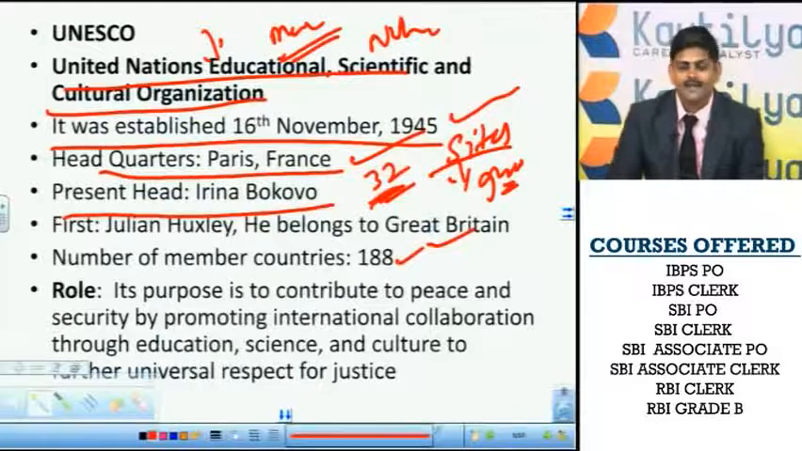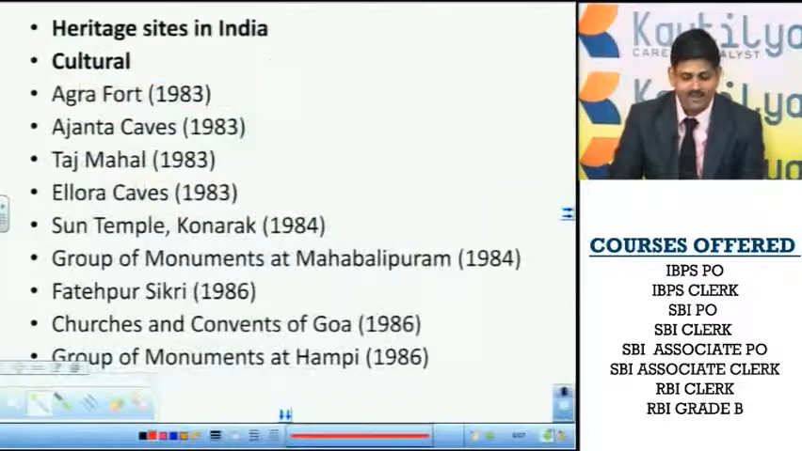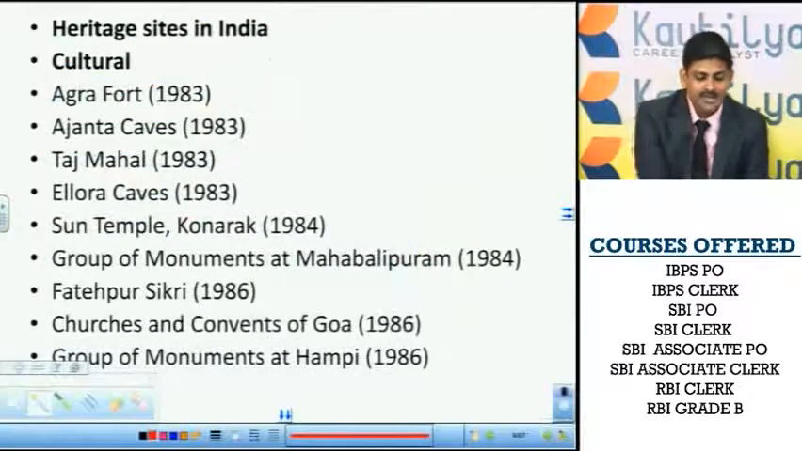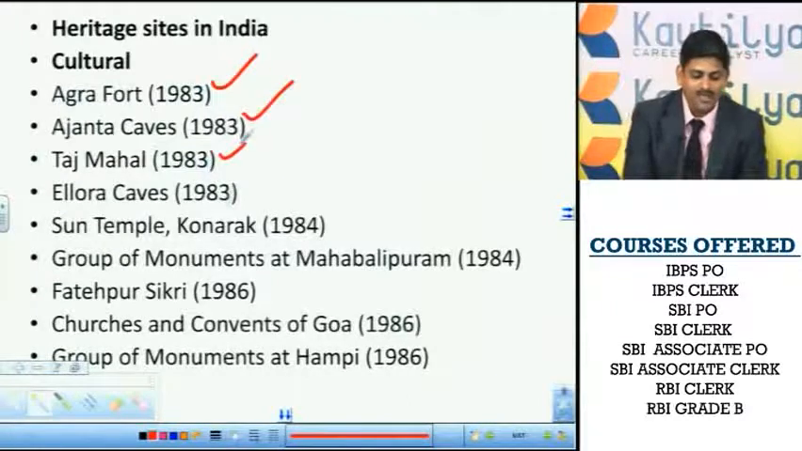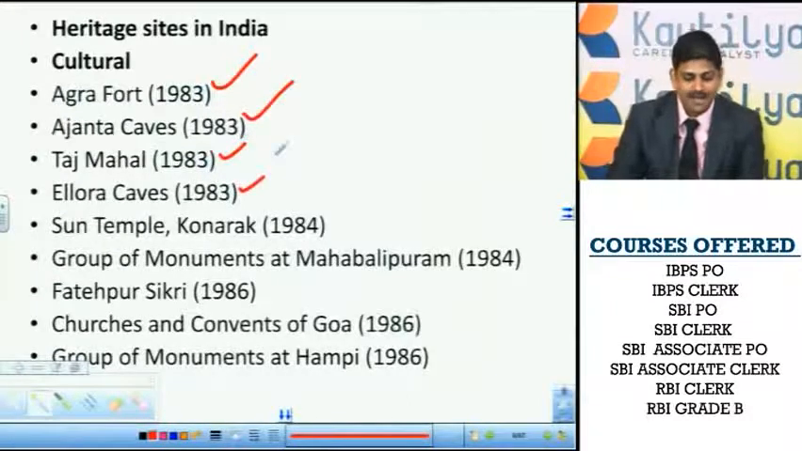Now let us see the Indian sites. These are all of cultural importance. Agra Fort is in Agra. Ajanta Caves are again in India. Taj Mahal is in Uttar Pradesh. Ellora Caves are in Maharashtra. Sun Temple Konark is in Orissa. All these sites are there, but the latest one is in Gujarat.